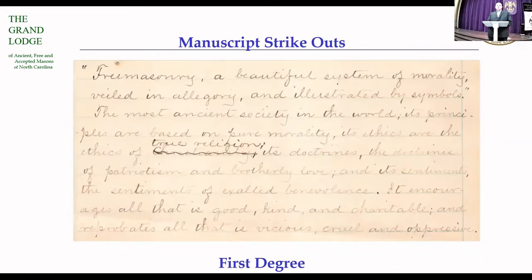Now, as we go through the book, we can look at the first degree, and there are some interesting strikeouts that we see in the manuscript. We see here a part that says Freemasonry, a beautiful system of morality veiled in allegory and illustrated by symbols. A little bit further down, it says the ethics of pure religion. But what you don't see very well is that if you look down below, the word Christianity was marked out. So we see that here in the first degree.